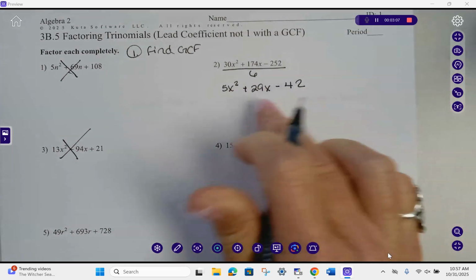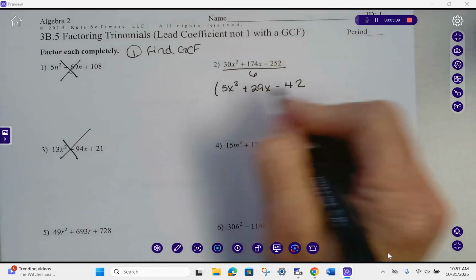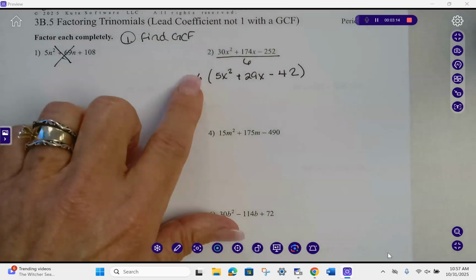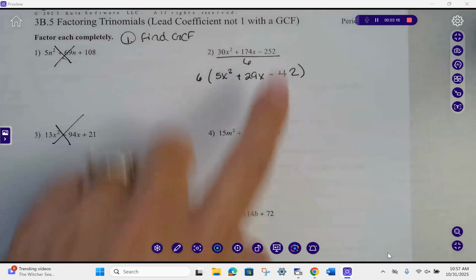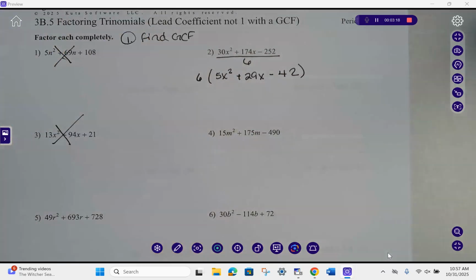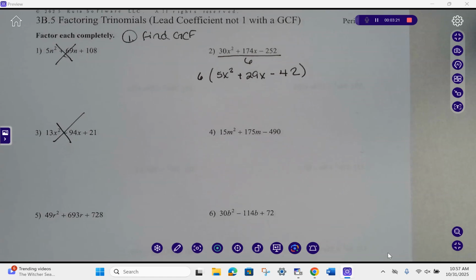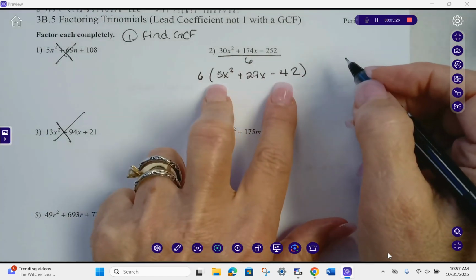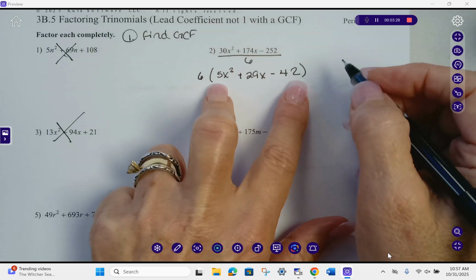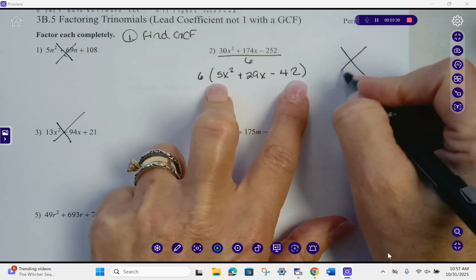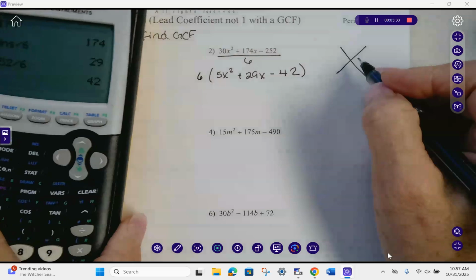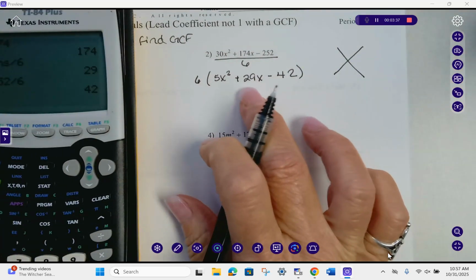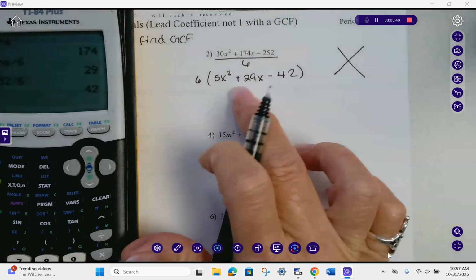All right, now we have this simplified, but the thing is, we can't eliminate that 6. That 6 is still a factor of this trinomial, so we've got to keep it out there so we don't forget about it. Now, the next thing we do is determine what the product of our first and our last term is.